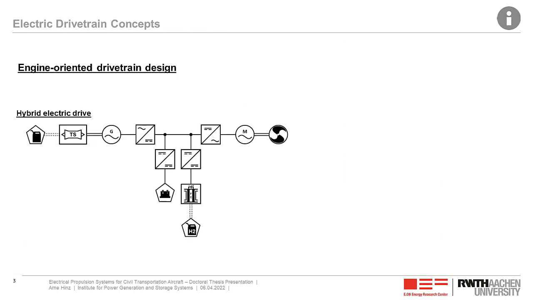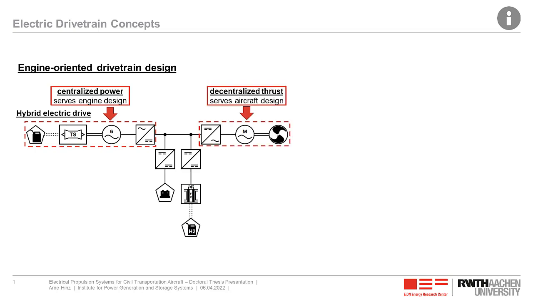Recent electrical drivetrains apply mostly an engine-oriented drivetrain design with centralized power generation to serve the engine design and a decentralized thrust generation, which serves aircraft design. This is called a turboelectric propulsion system, and if we add some auxiliary power supplies like batteries or fuel cells, we get a hybrid electric drivetrain with also centralized power supplies, auxiliary power supplies, which are intended to serve engine operation.